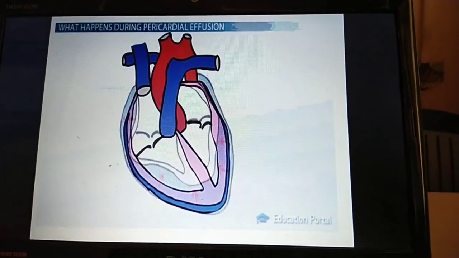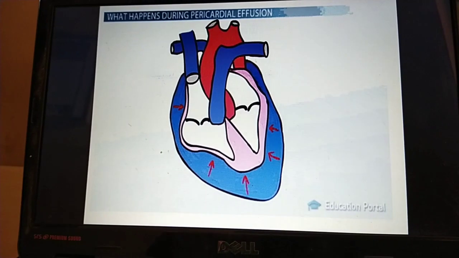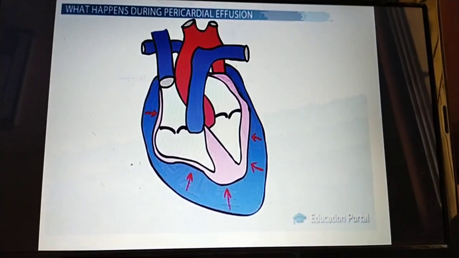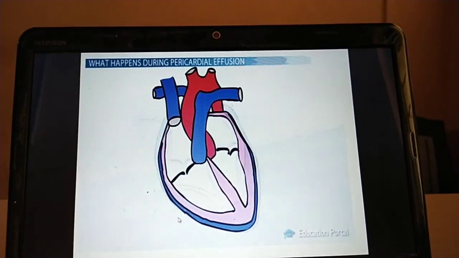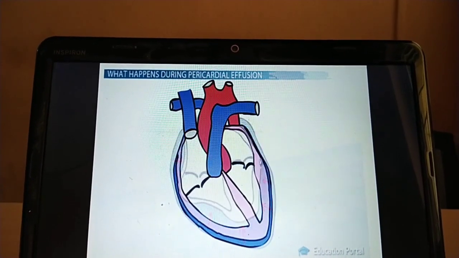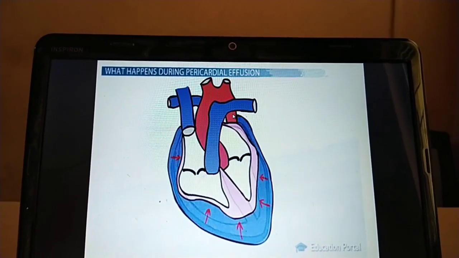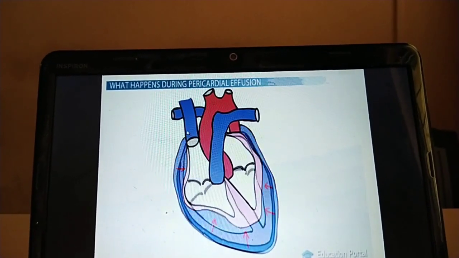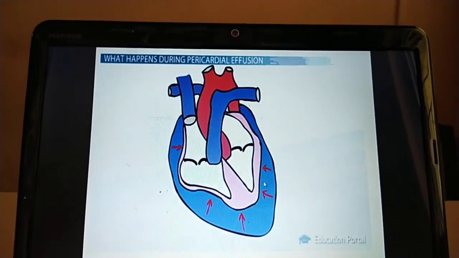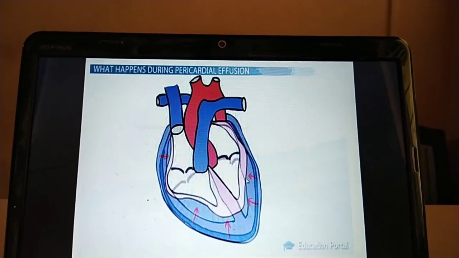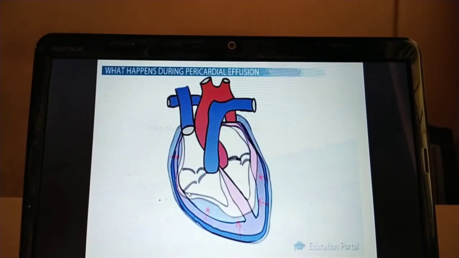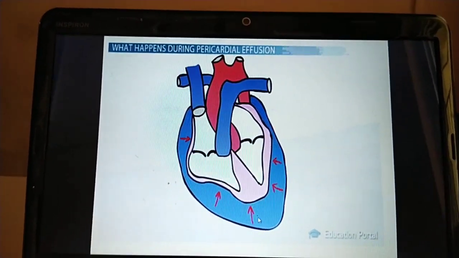Now you can see here the pericardium, visceral pericardium and parietal pericardium. This line is the outermost layer, and it also covers the major vessels of the heart, the aorta or ascending aorta and the pulmonary trunk. And this is the innermost layer of the heart, and that innermost layer is called the visceral pericardium.